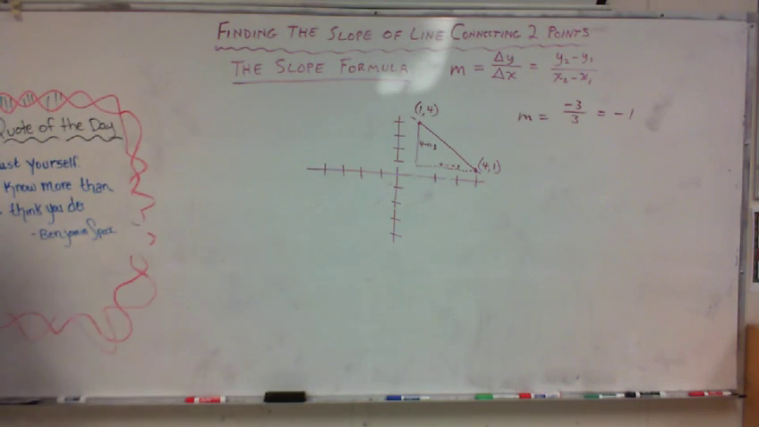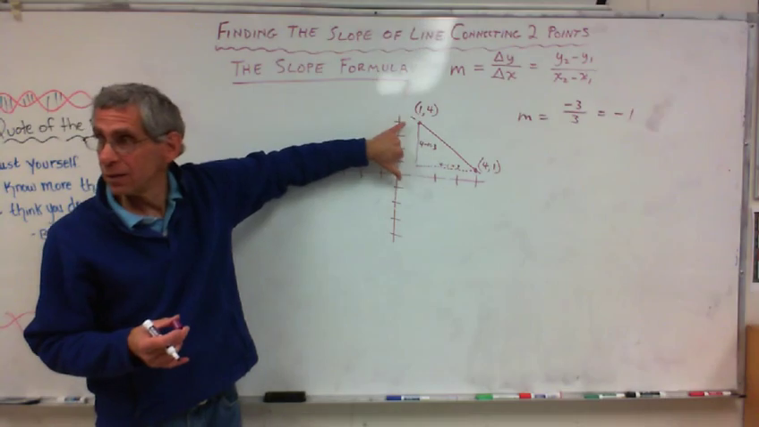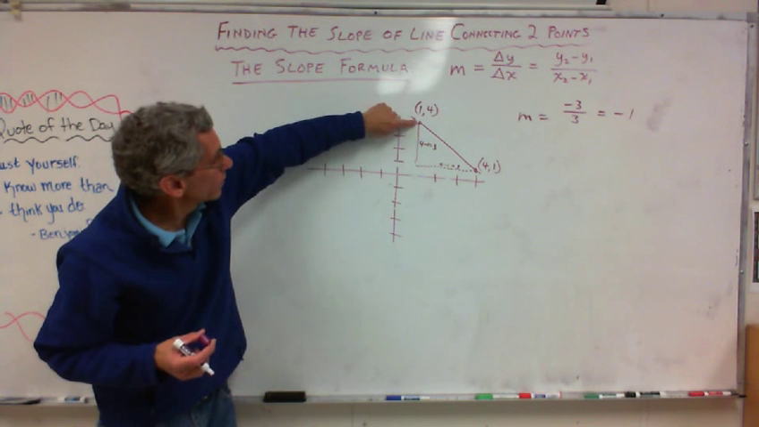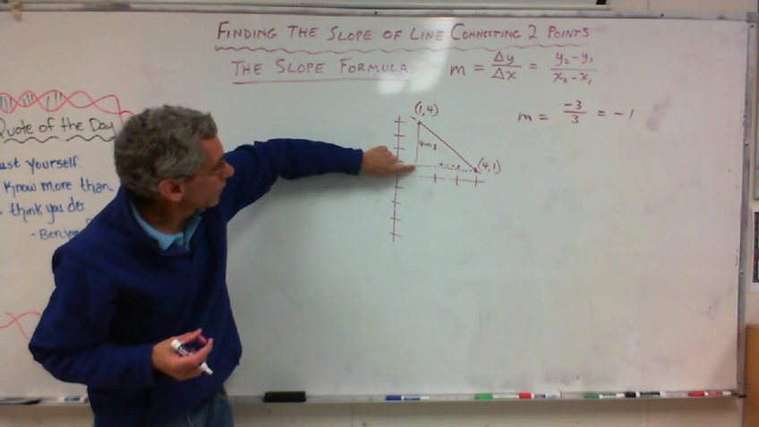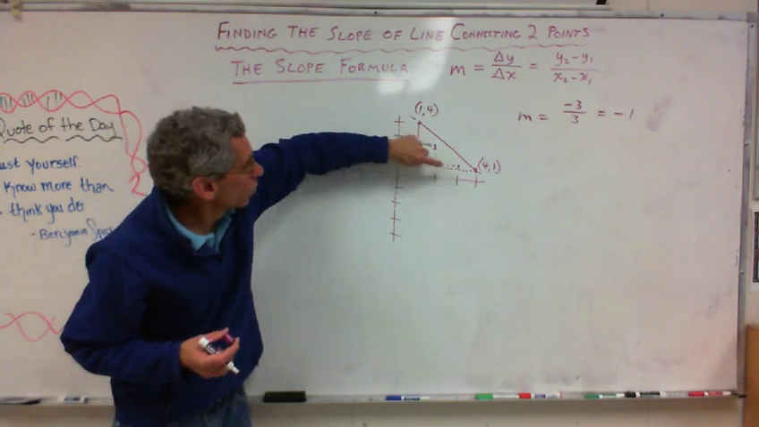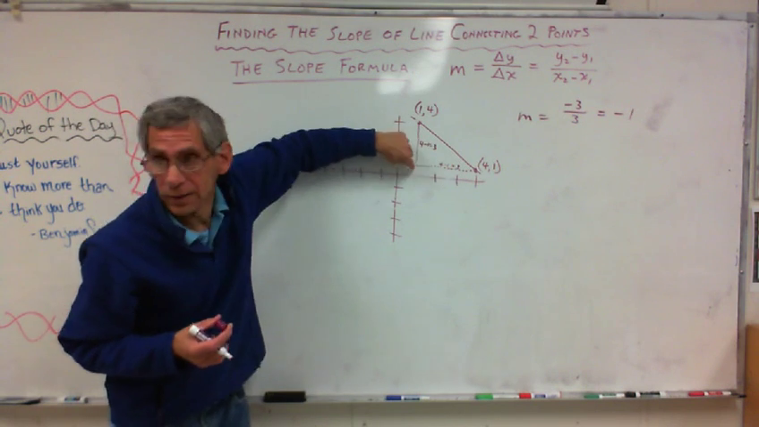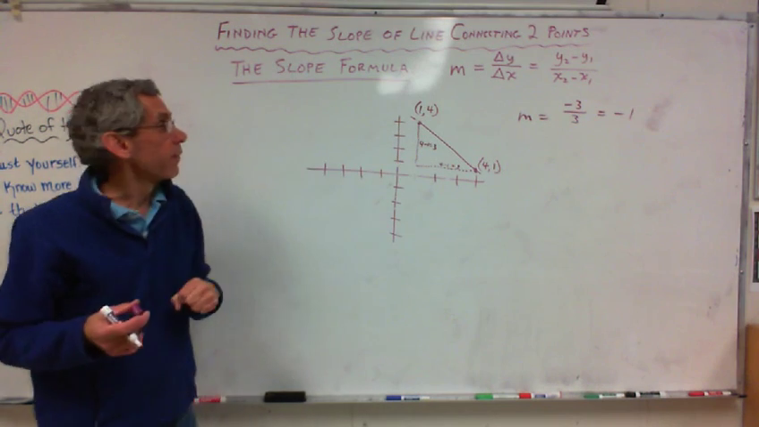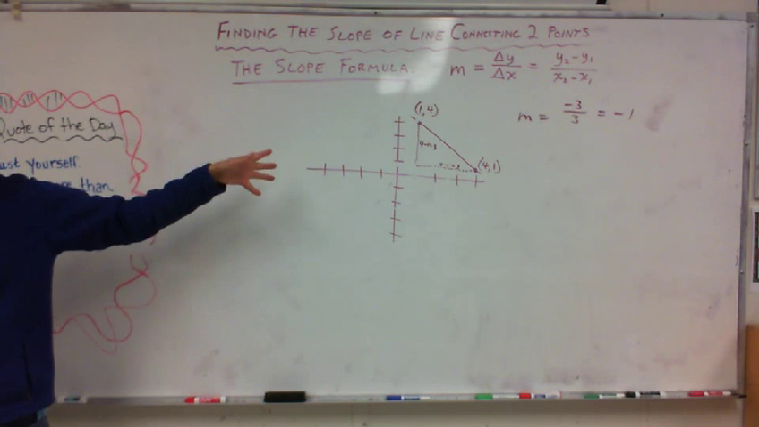Right? But do you see how I subtracted? I took the total distance and then I subtracted this little distance. I took the total distance and I subtracted this little distance, right? Okay, so that's how you would do it on a graph.